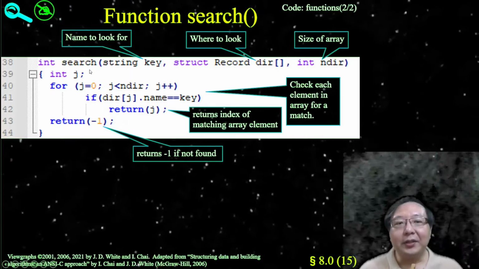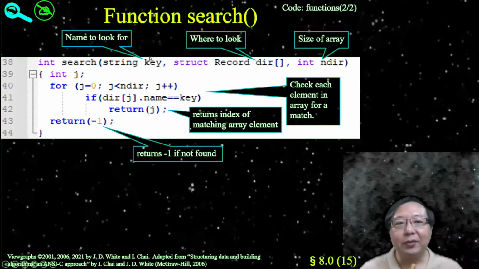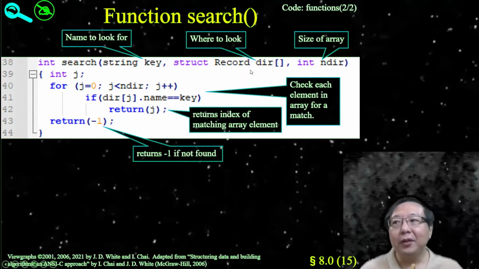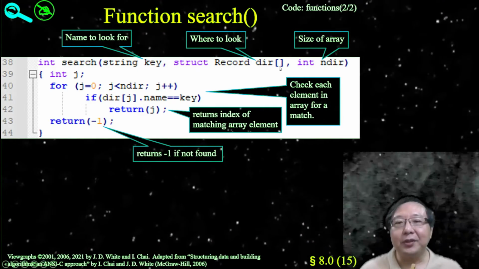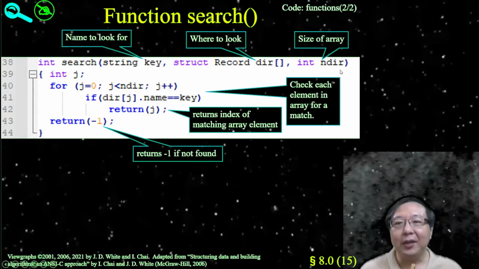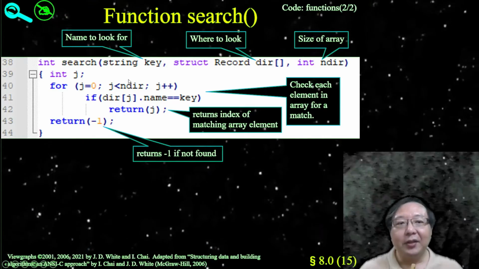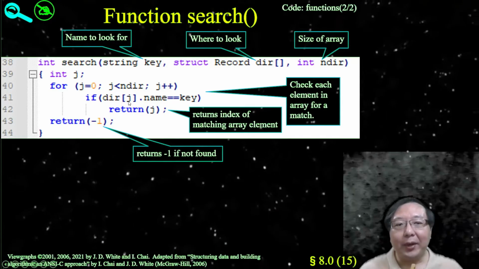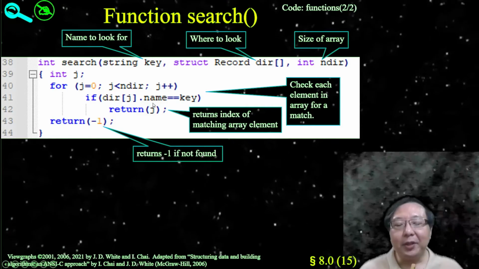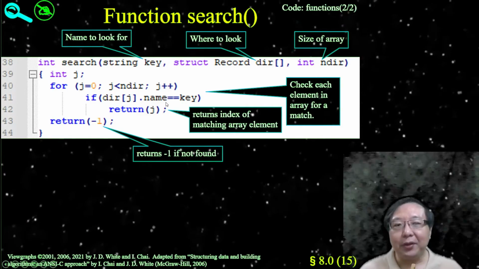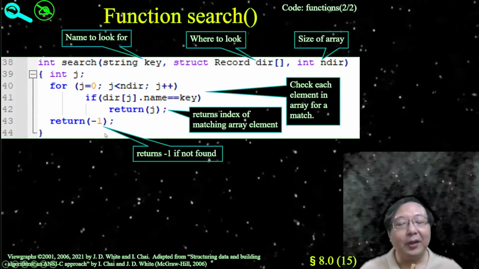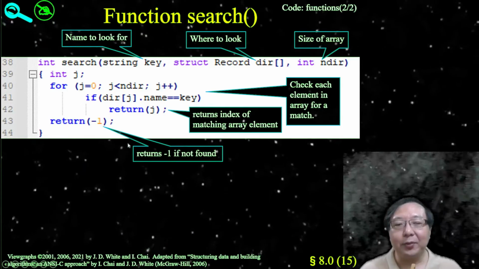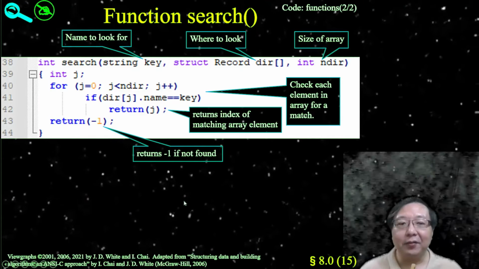So the search function here has to have the name to look for, and then where to look, which is the array that we are looking in, and the size of the array. So we search through one by one. We check each element to see, is it matching the key that we're looking for? If it is, then we return. Otherwise, if we've gone through the whole array and we haven't found it, then we return -1 to indicate that it's not found.